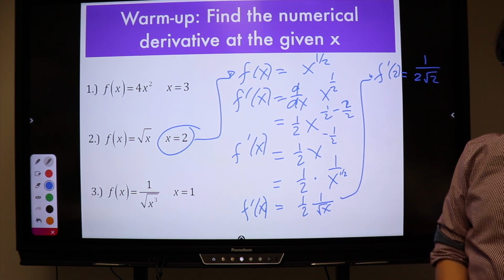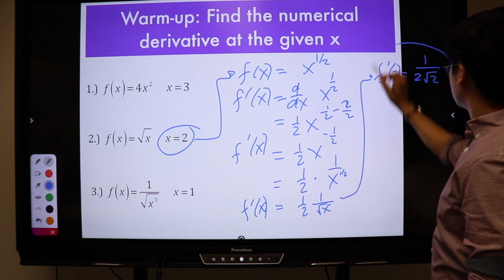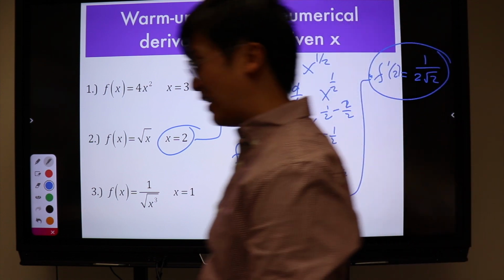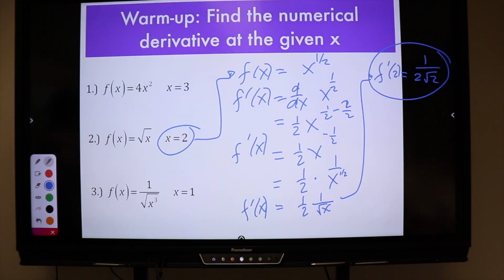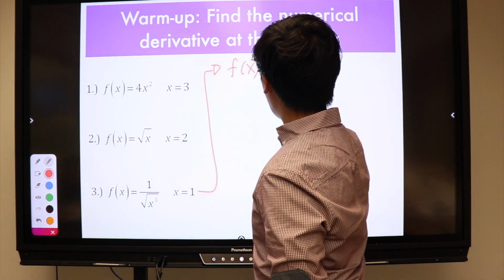And what is square root of 2? That is the square root of 2, because square root of 2 is a prime number, unless you want to use your calculator. Your f of x and your f prime of x.